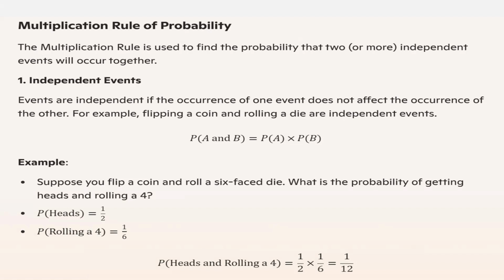Multiplication rule: P of A and B equal to P of A into P of B, where there are independent events. The occurrence of one does not affect the occurrence of the other. Flipping a coin and rolling a die are independent events. Therefore, you can use this formula. Flip a coin, roll a 6-faced die. You want to get heads, you want 4. 1 by 2, 1 by 6.